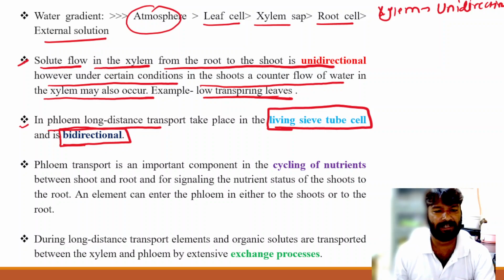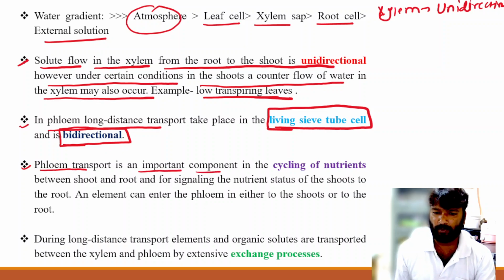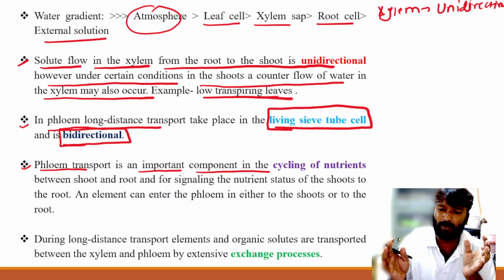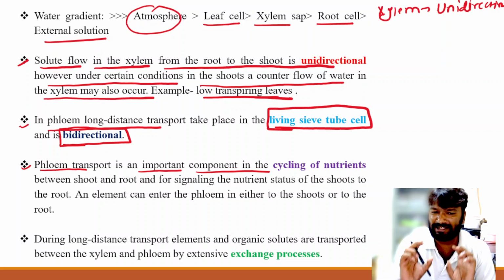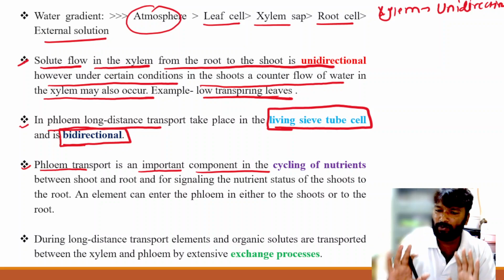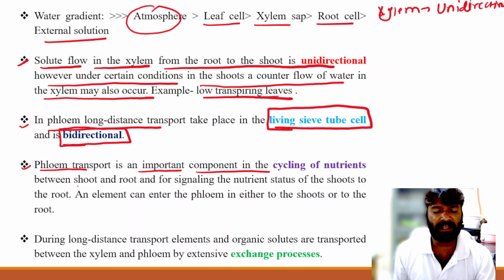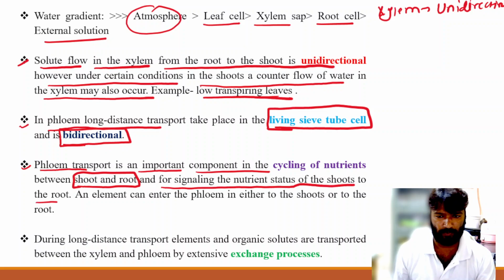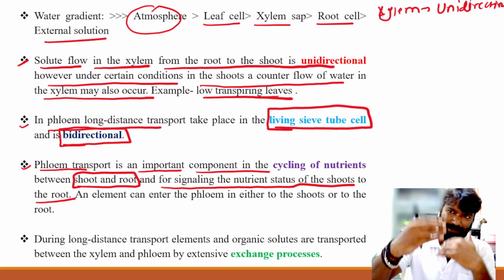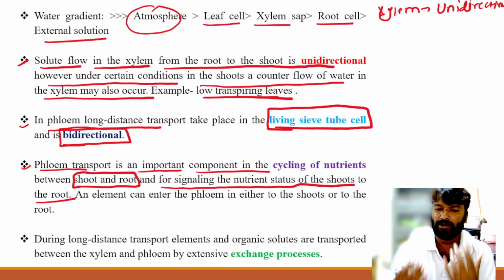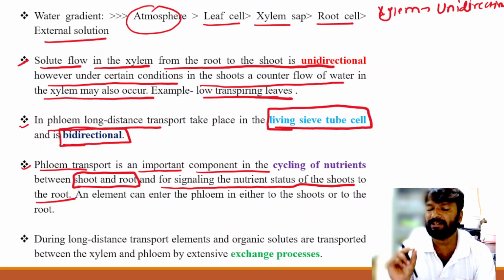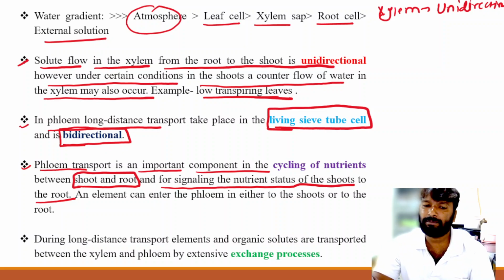Now come to the next point. The phloem transport is an important component in the cycling of nutrients. What does your phloem transport do? It has an important role in nutrient cycling between the shoot and the root, and for signaling the nutrient status of the shoot to the roots. So for the signaling mechanism for nutrient deprivation and excess, phloem transport and cycling of nutrients is important.